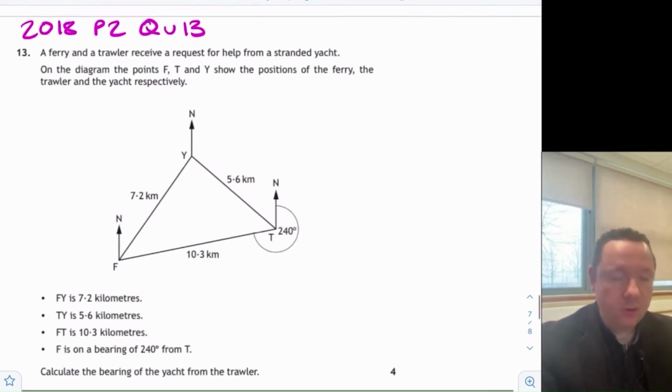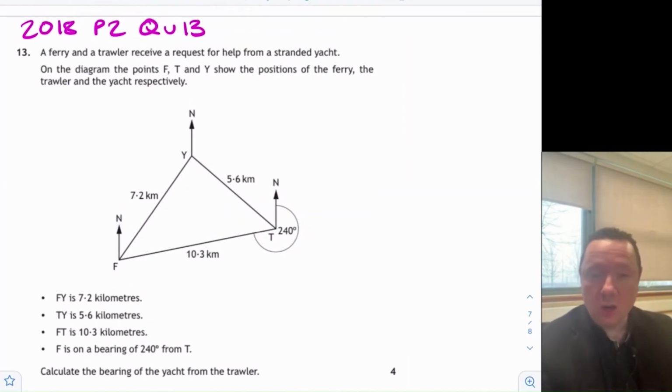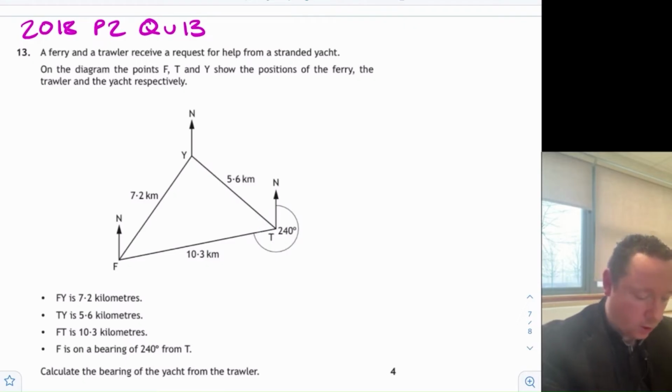Don't worry too much if you're not quite sure what it's asking you to calculate, just start off in the same way. Although in this case, as soon as you see three sides of a triangle, you should be thinking cosine rule to get an angle. So it's really just identifying which angle it's asking for. So once more, calculate the bearing of the yacht from the trawler, all the way round to the yacht. So I'm going to need this angle here. Let's just note this angle, that's the one I'm looking for.